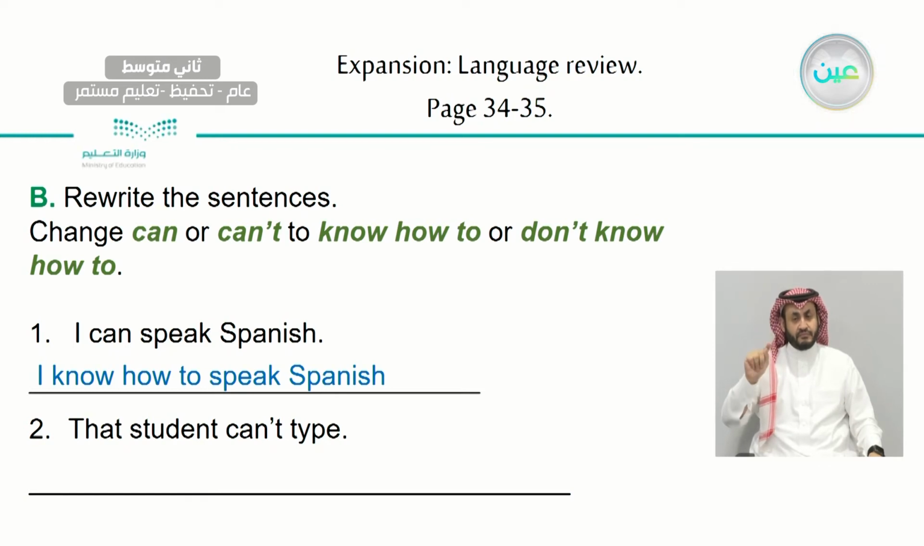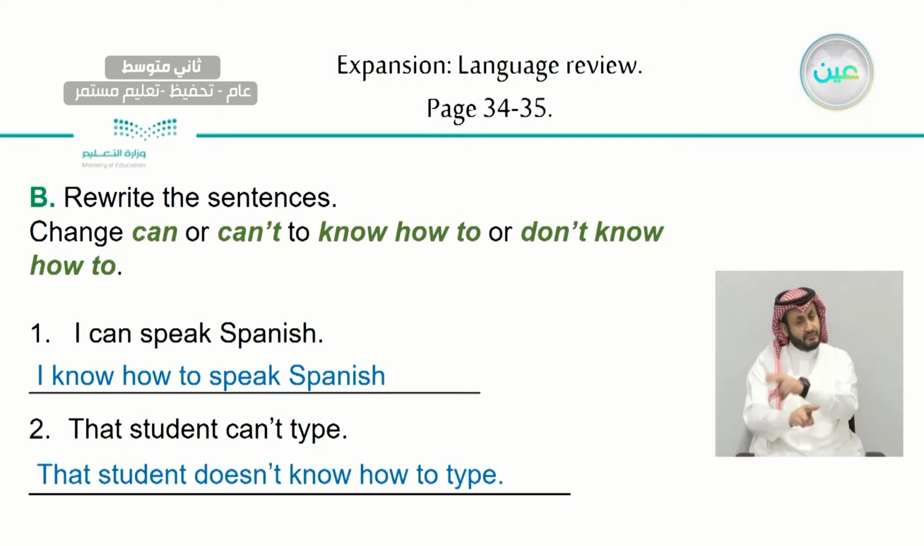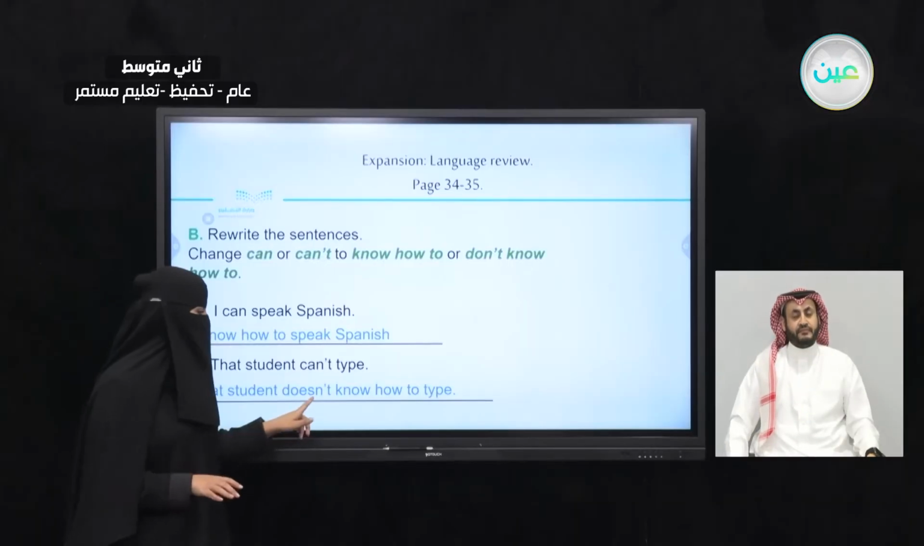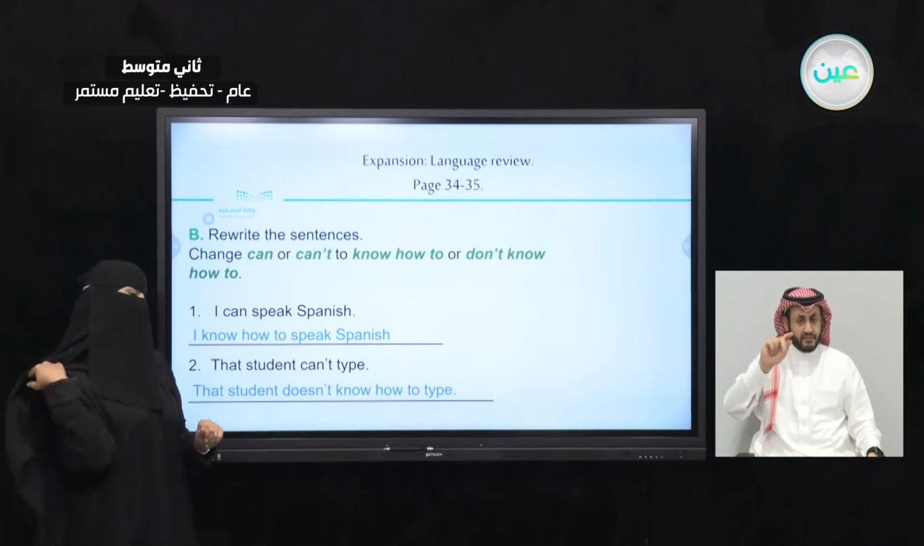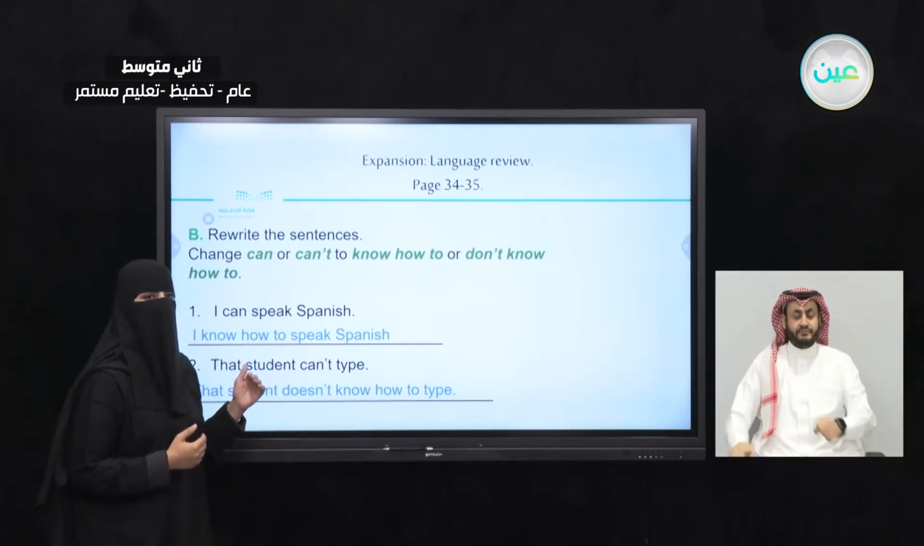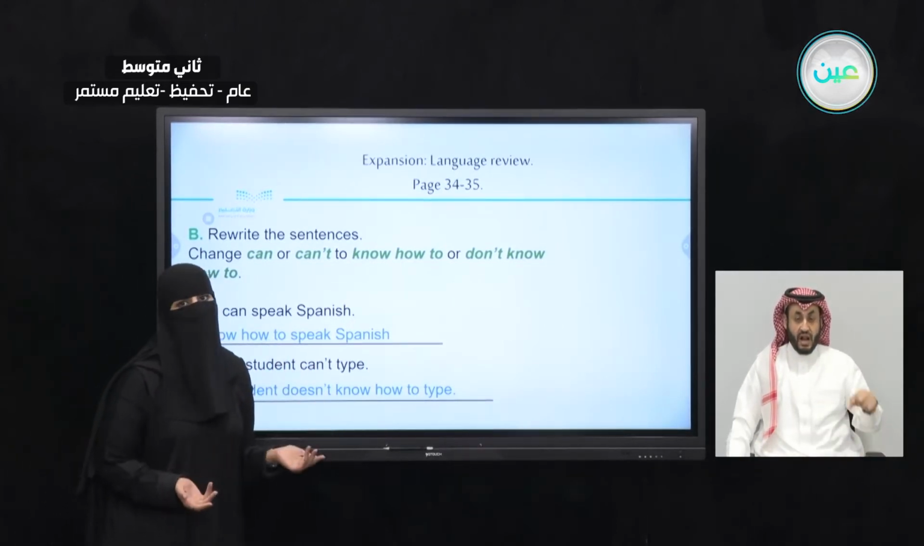How about this one? The student can't type. So what are we going to do? We're replacing can't with don't know how to. The sentence is going to look like this. That student doesn't know how to type. So we just replaced this. This is a skill the student doesn't have.